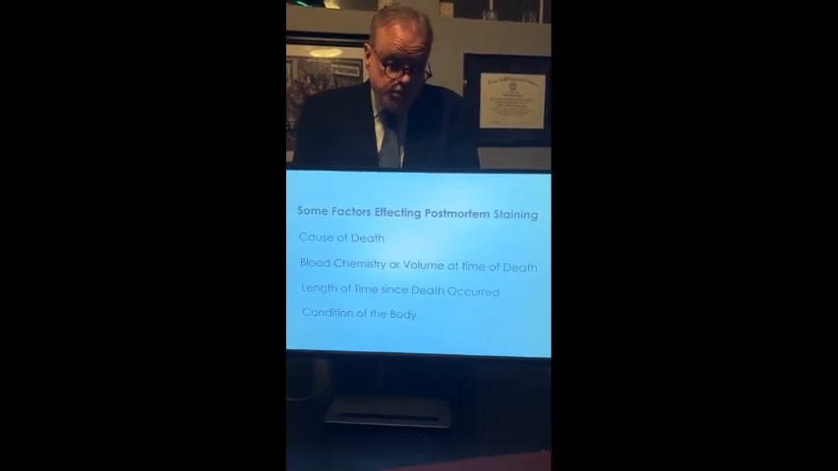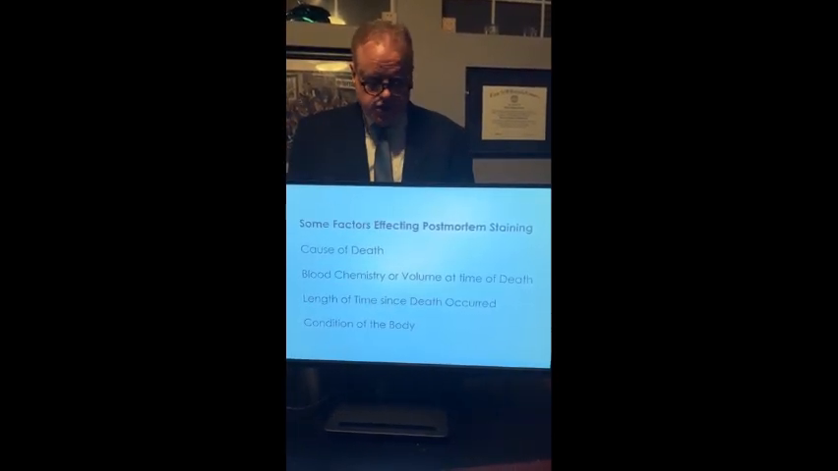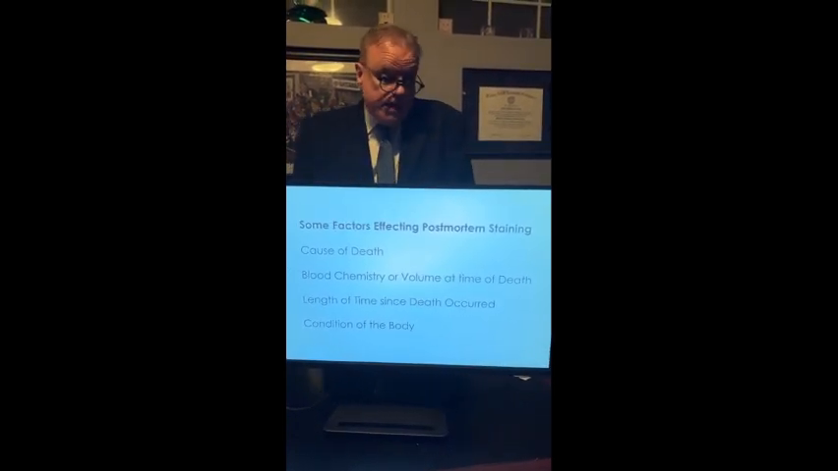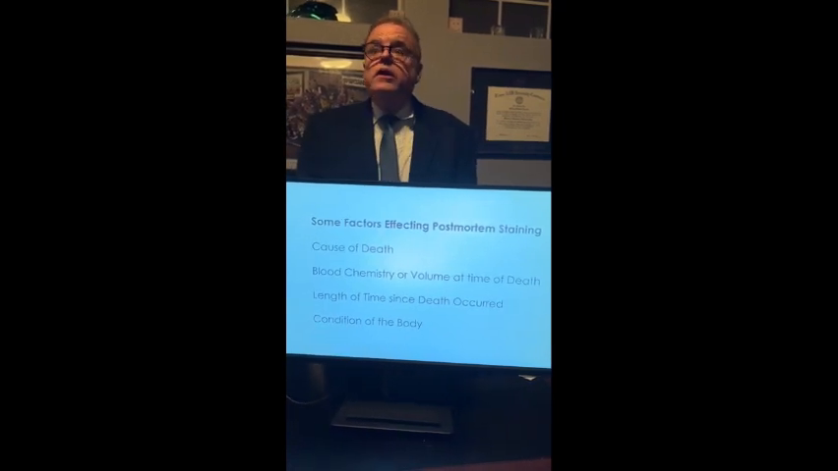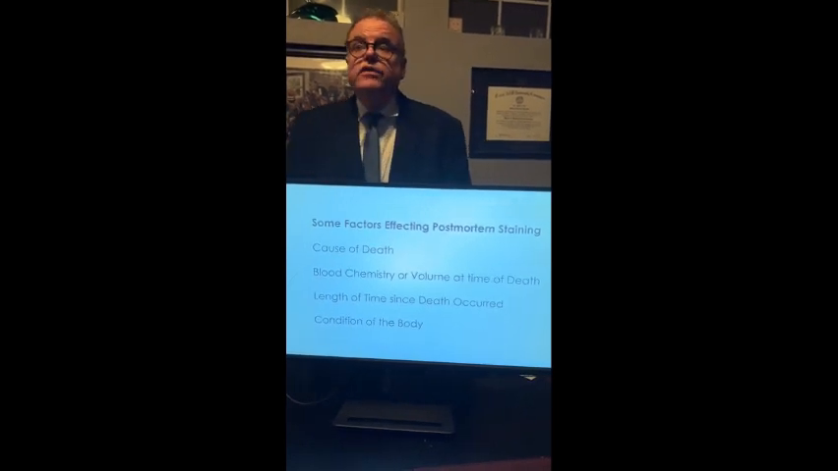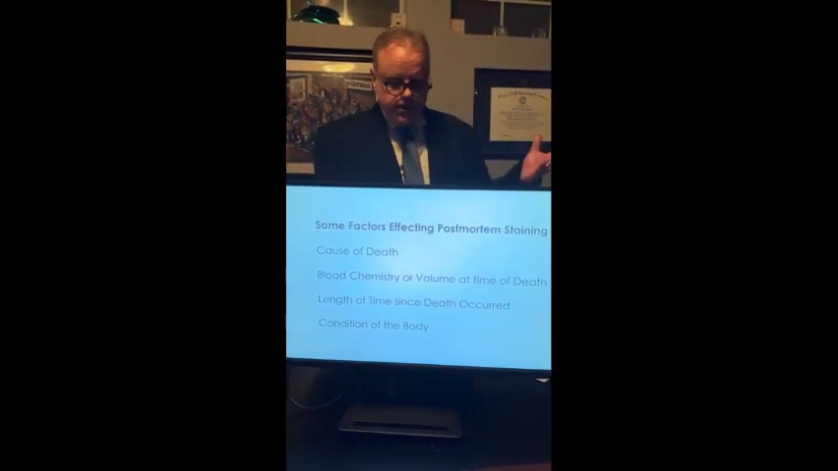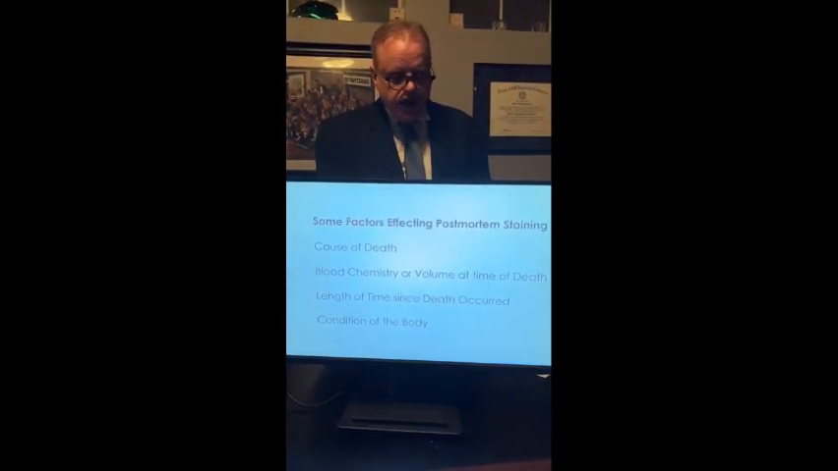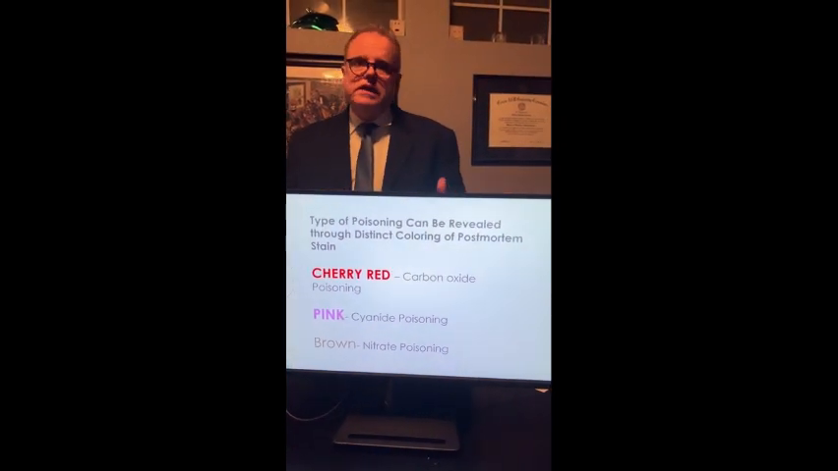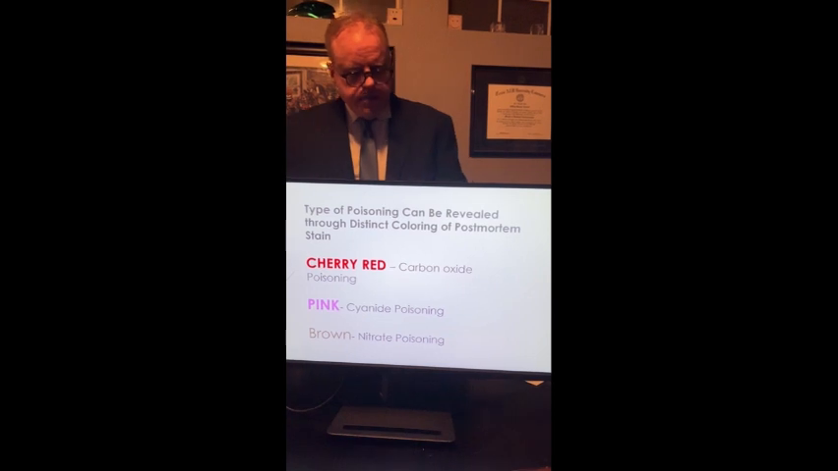Factors which affect postmortem staining, in addition to how it affects embalming, differ, as different situations require different things. The effects can be based on the cause of death, the blood chemistry and volume of blood at the time of death, the length of time since the death occurred, the condition of the body, and the environment in which the body was found. All of those can create additional challenges for embalmers, and they really need to be evaluated on an individual basis.